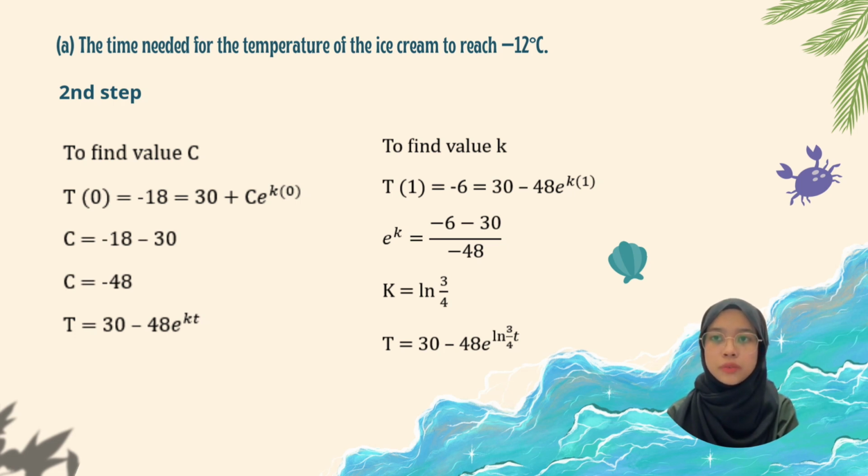Next, to find the value of k, the question given temperature after 1 hour is negative 6, equal to 30 minus 48 multiplied by e^(k·1). And we get e^k equal to (negative 6 minus 30) divided by negative 48. And k we get ln(3/4). And we get T equal to 30 minus 48 multiplied by e^(ln(3/4)·t).